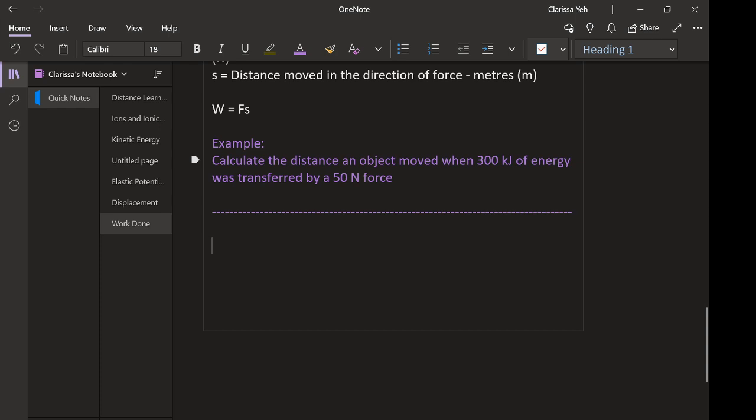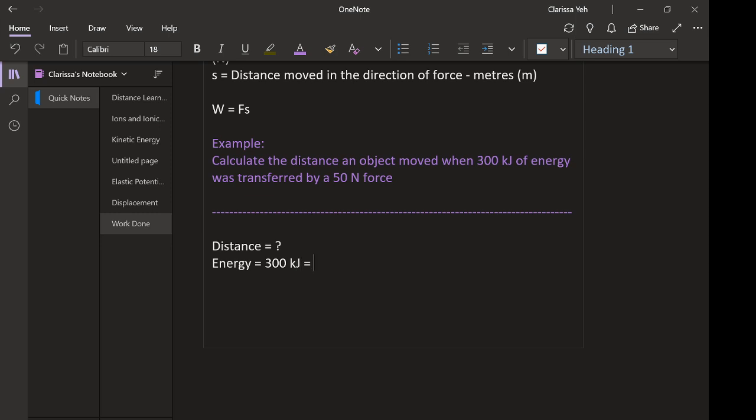So, calculate the distance an object moved. They told me to calculate something, so I need a distance. Moved when 300 kilojoules of energy. That's the number of energy they gave me.